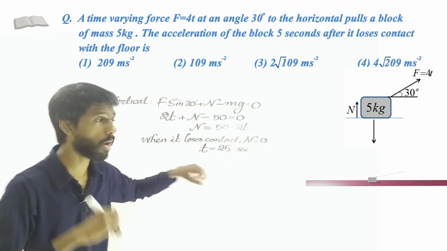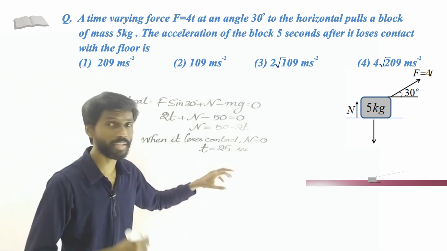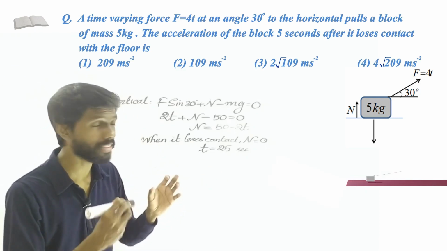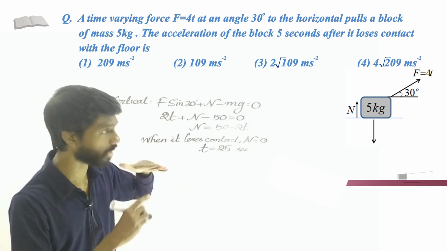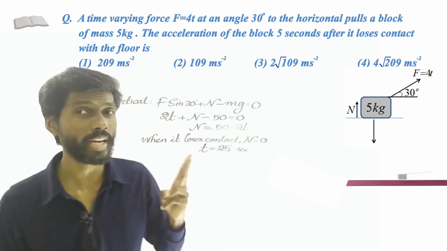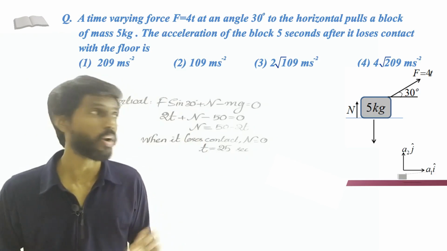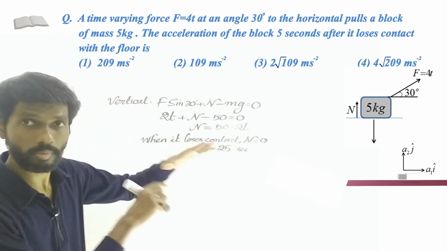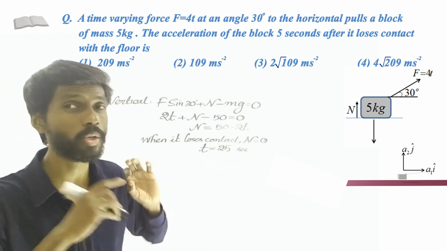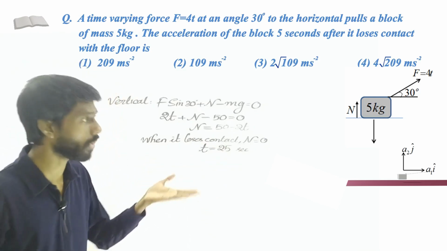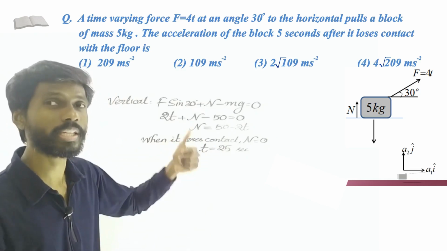Now we need to find the acceleration after 5 more seconds, which means 25 plus 5, 30 seconds. When the time is 30 seconds, what is the acceleration? The moment it loses contact with the ground, there will be two accelerations in two directions, one in the horizontal direction, one in the vertical direction. As long as the object is moving only along the ground, we have only one acceleration, in the horizontal direction only. But when it loses contact with the floor, it is in air. That means it will have two accelerations, one in the horizontal direction, one in the vertically upward direction.